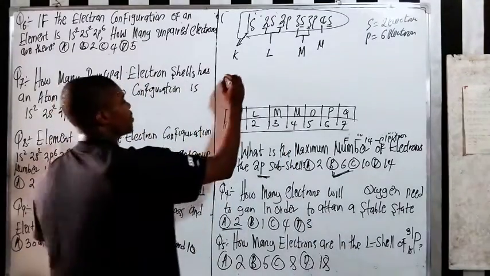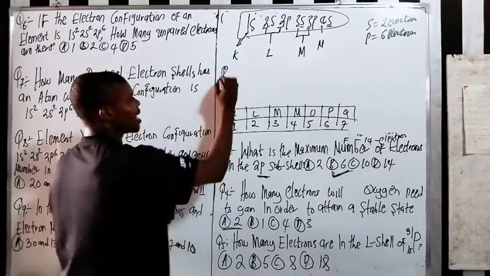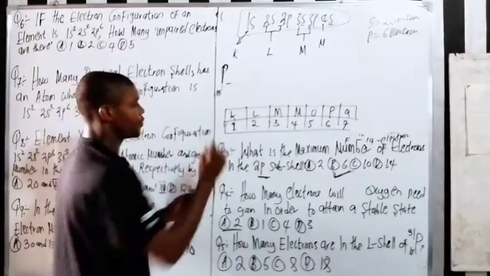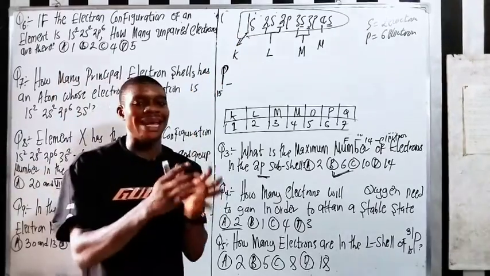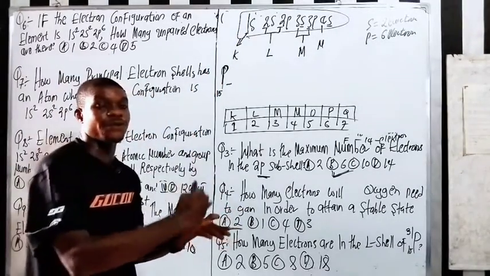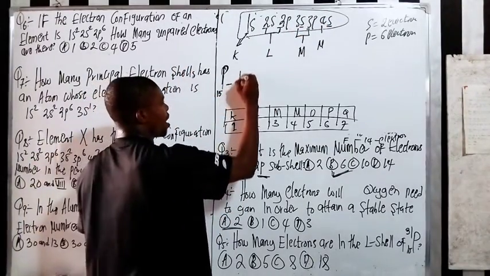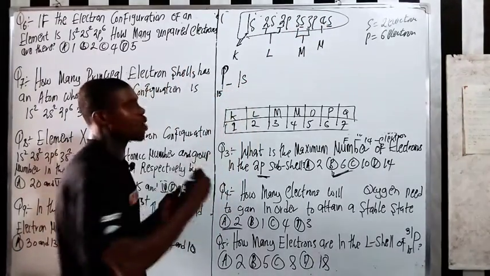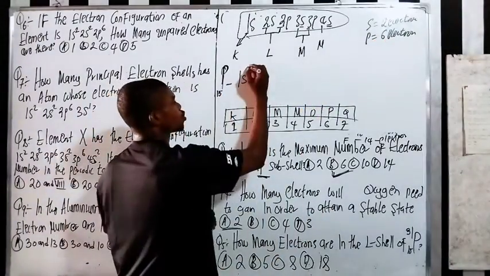Now, for phosphorus, the atomic number is 15, right? Now let's write the electronic configuration of 15. So let's take the first one here. You must start from the lowest to the highest. Do you understand? So let's take the first one, 1s. Now s will accumulate how many electrons? 2 electrons. So here we become 2.